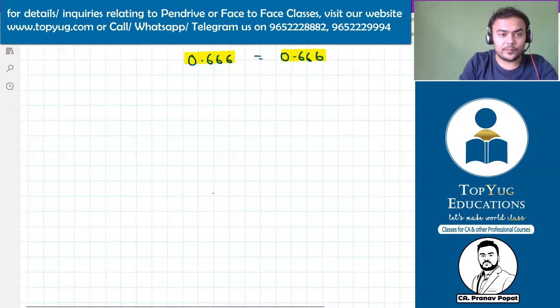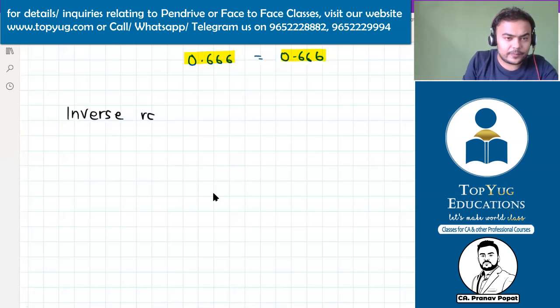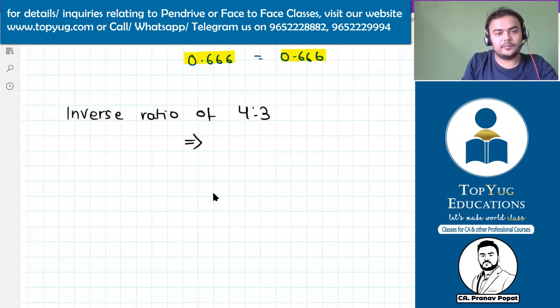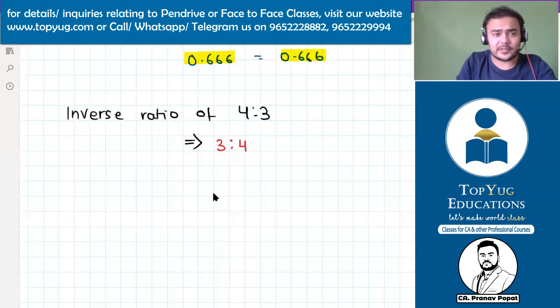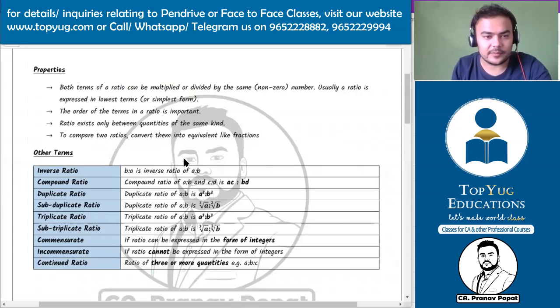Now, if I ask you find the inverse ratio of 4:3, tell me what it should be. What is the inverse ratio of 4:3? Sir, it should be 3:4. I don't think there is any more discussion required in inverse. Okay. It is very much clear what is inverse.